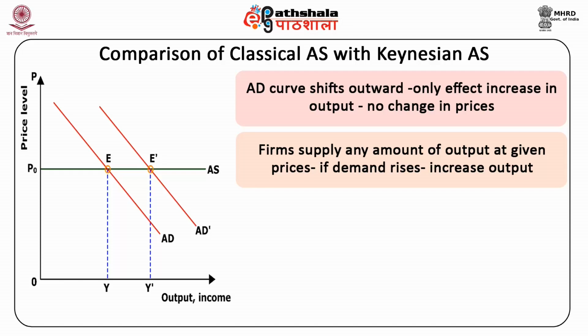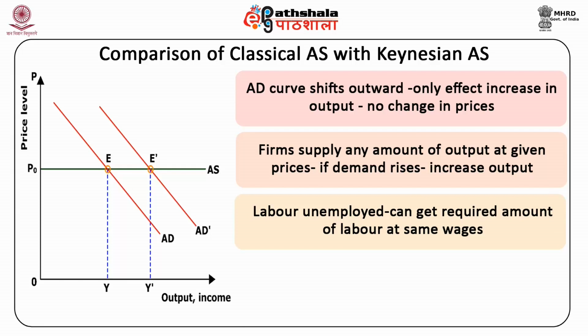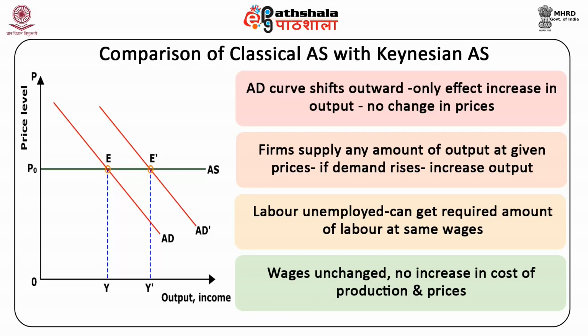Firms will supply any amount of output at the given prices, so if demand rises, they simply increase their output. As some labor was unemployed, now they do not need to attract labor from other firms and can get the required amount of labor at the same wages. As wages are unchanged, there is no increase in cost of production and hence no increase in the prices.